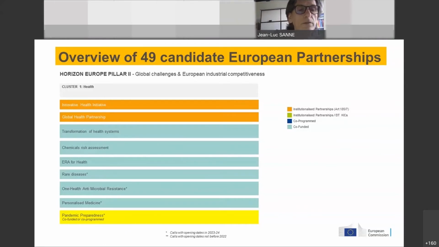Those that have a little star are those that are foreseen in the second work program. So you see that the personalized medicine partnership is foreseen in the next work program. And there are 3 partnerships that are in the first work program. One of major interest indeed is the transformation of healthcare systems.